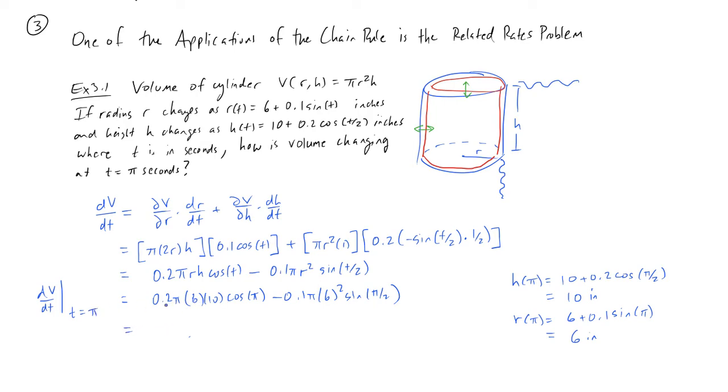We get 60 times 0.2, which is 12 pi, and cosine of pi is negative 1. And then we get 36, which times 0.1 is 3.6 pi, and the sine of pi over 2 is 1. So this works out to be 15.6 pi, negative, don't forget the negative, and then the units are going to be inches cubed per second.